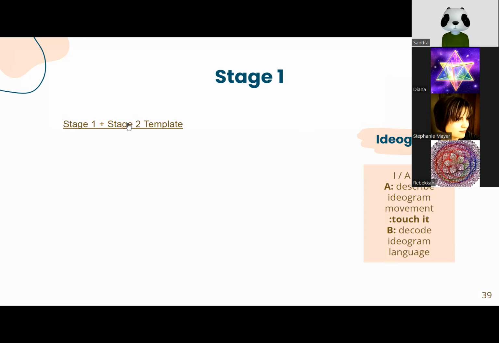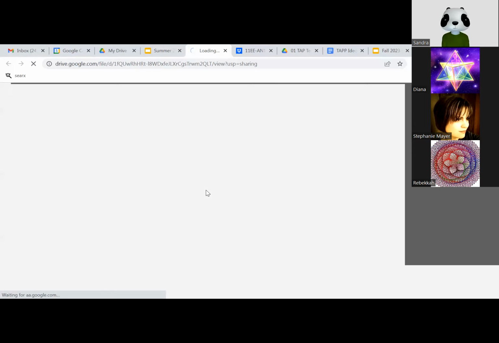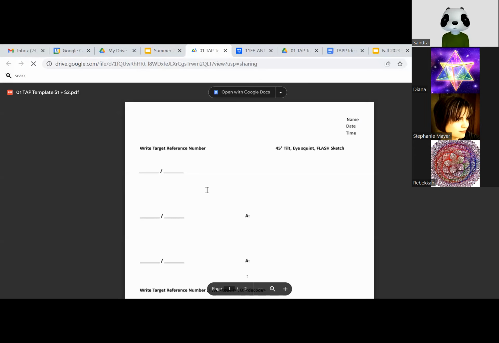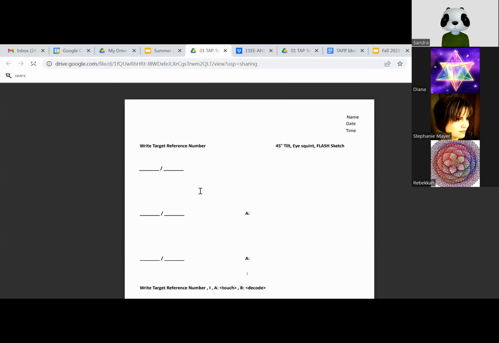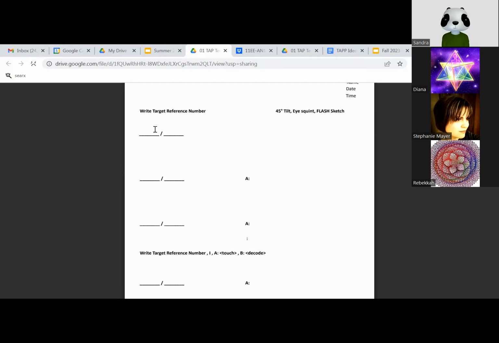Wonderful. Stage 2. Let's see what that looks like. This is what the template looks like for you for stage 1 and stage 2. So the homework that you'll get, there'll probably be a couple of targets for you to do for homework. You'll write the target reference number here. And if you don't have a printer, you don't need to write the lines. You don't need to write the slash.